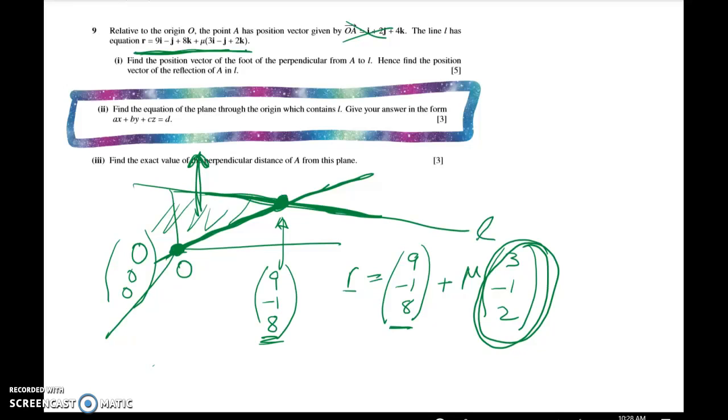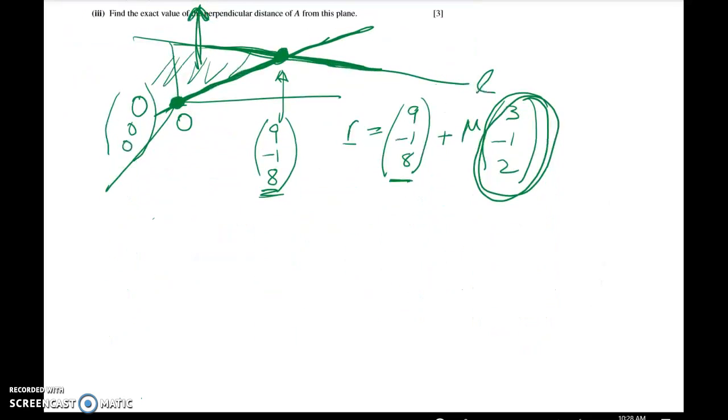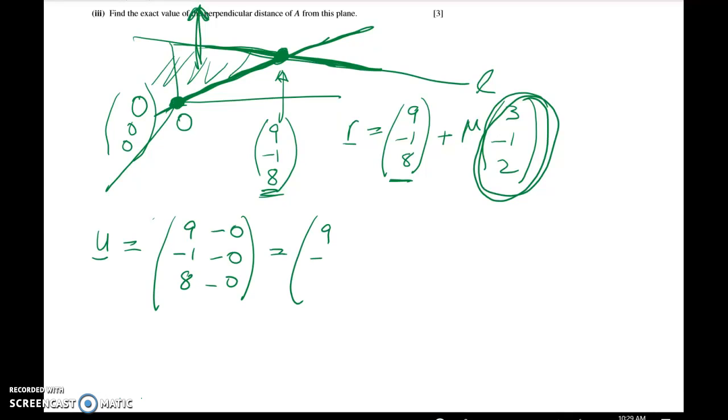I'm going to do that here because you won't always be lucky enough to have one of the points you're given be the origin. So the first direction vector, I'm going to call U, comes from the difference of the 2 points. So (9, -1, 8) minus (0, 0, 0). And then my second direction vector, we've already been given, so that's nice. So that's (3, -1, 2).